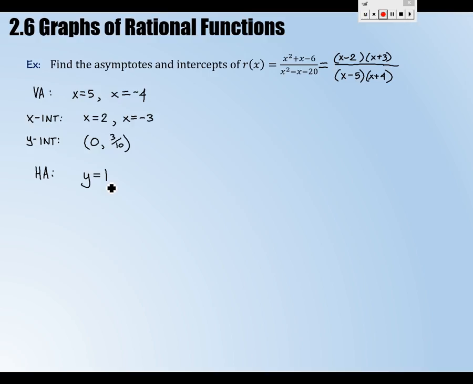And then what about the vertical asymptotes? Why are they what they are? I hear what you're saying. Those make the denominator 0, but is making the denominator 0 the definition of a vertical asymptote? I mean, we might have to go back to the definition.